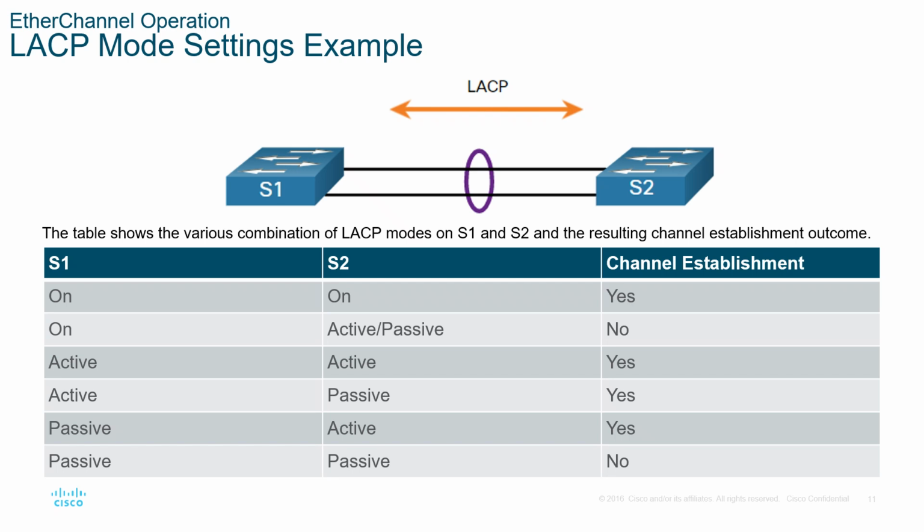So the table for LACP is as such, pretty similar to PAgP. If both are in the on mode, then a channel is established. If one is on and the other is active or passive, there is no channel. If they're both active, there is a channel. If one is active and the other passive, there is a channel. If one is passive and the other active, there is a channel. If they are both passive, there is no channel.